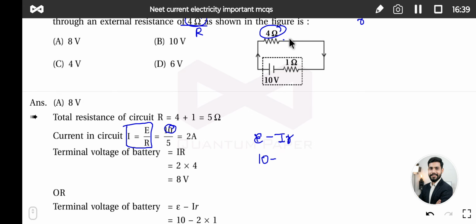This 4 ohm is external and this 1 ohm is internal. So the total is 5 ohm in series. So 10 by 5, the current is 2 ampere. So I is 2 and the internal resistance is 1. So 10 minus 2 into 1, that is 2, which is equal to 8. So the terminal voltage is 8 volt for this question. Look at the next one.